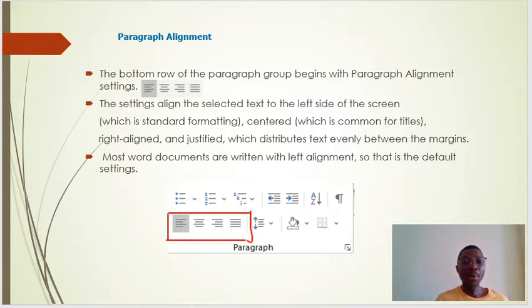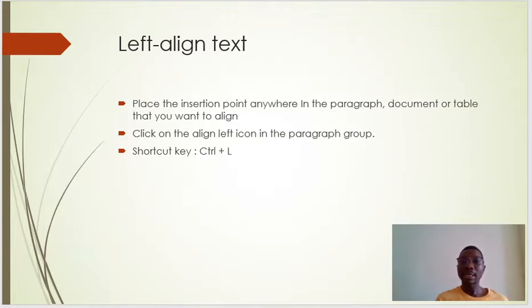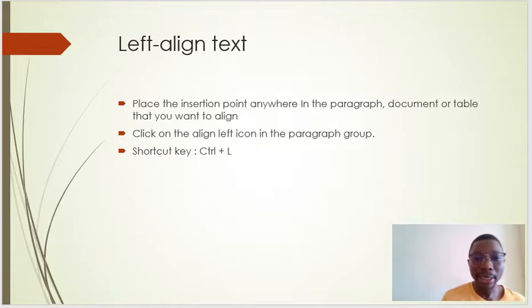Now let's look at how we can align our text left, right, justify, and center. The first one is left align text. With left align text, you place your insertion point anywhere in the paragraph or the document that you want to align. When you are done, you click on the left align icon in the paragraph group, and we have a shortcut key for this, and that is Ctrl+L.